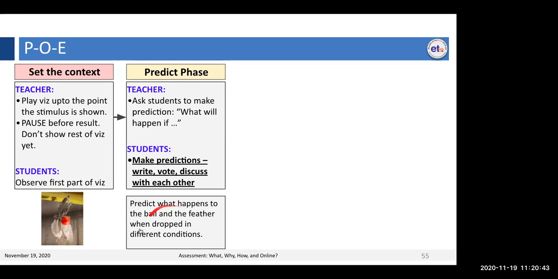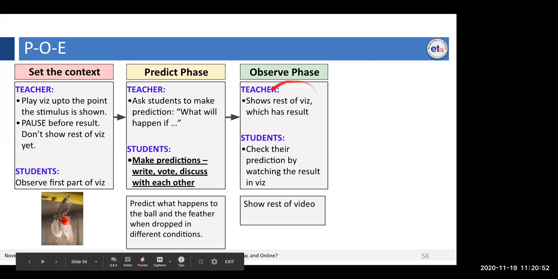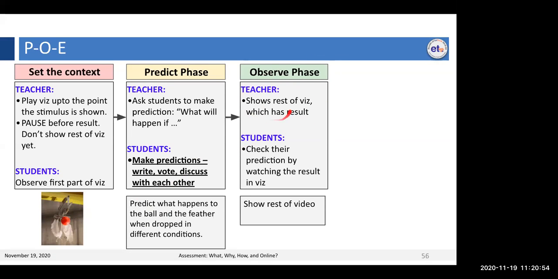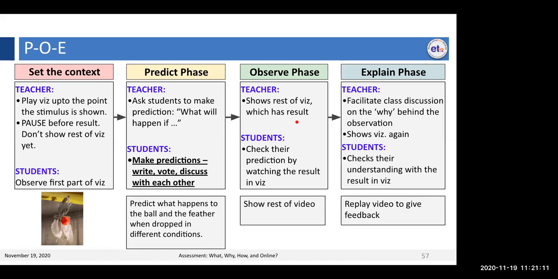So in the predict phase you had to predict what is going to happen with the ball and the feather. Then there was an observe phase. As a teacher, I showed you the rest of the visualization, and you could check your prediction by watching it, as well as verify your thoughts, and you could have seen the rest of the visualization or the video.